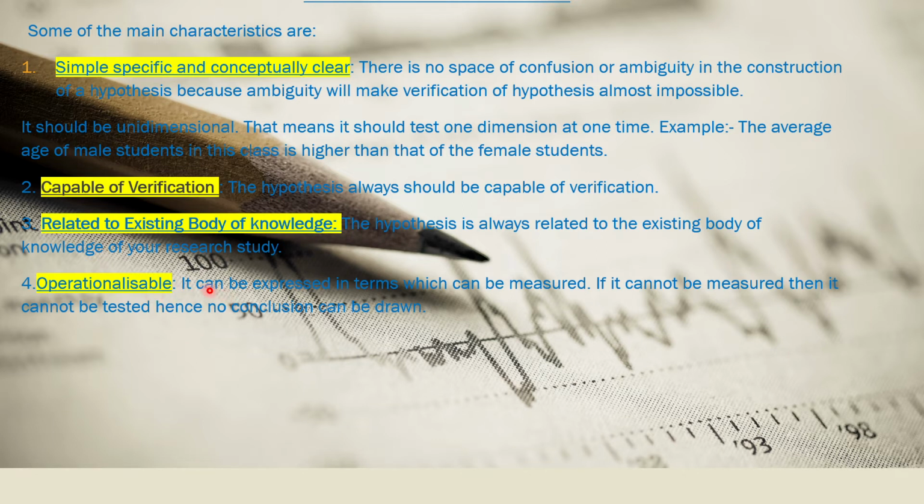Operationalizable, it can be expressed in terms which can be measured. जो मैंने पहले ऑटोमोबाइल्स का एग्जांपल दिया था, माइलेज का कार का, ठीक है, तो ऑब्वियसली it has to be in that term that it can be measured. If it cannot be measured, then it will become very difficult and no conclusion can be drawn.